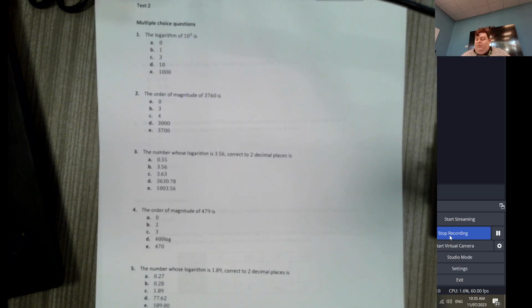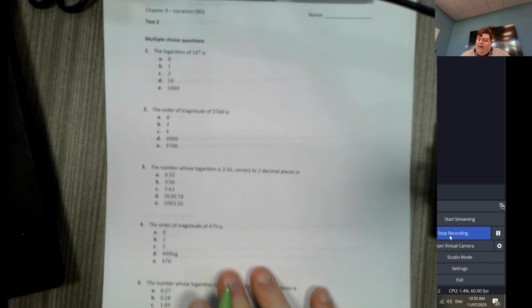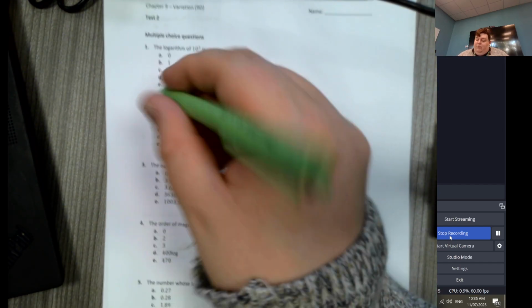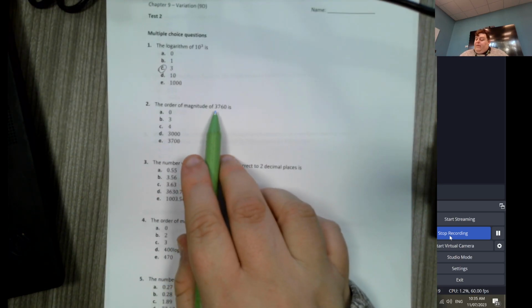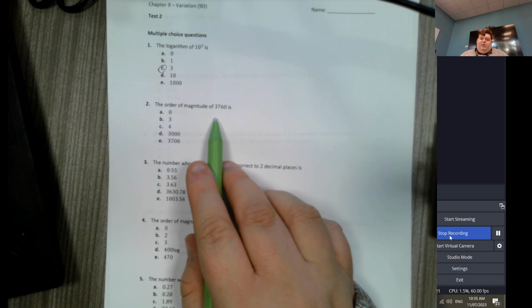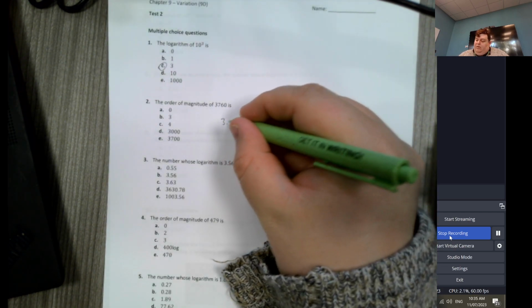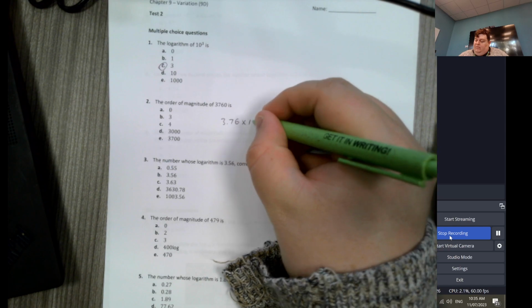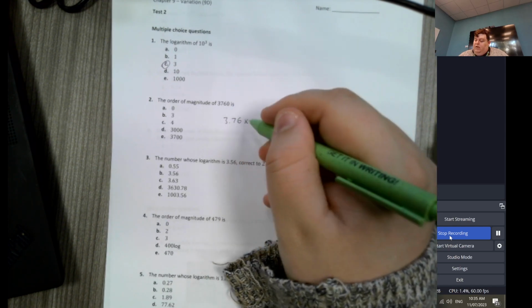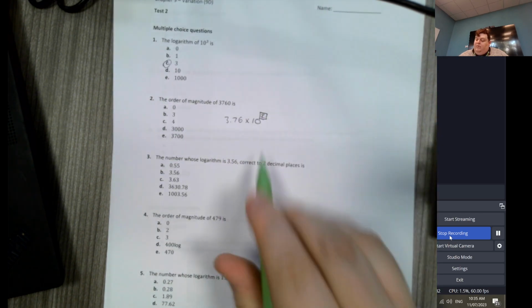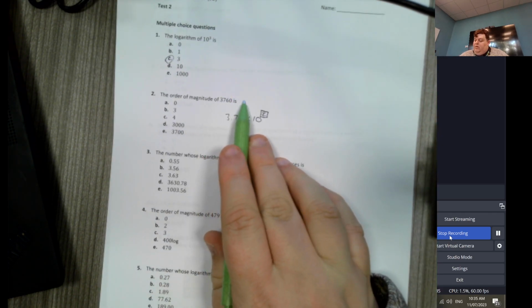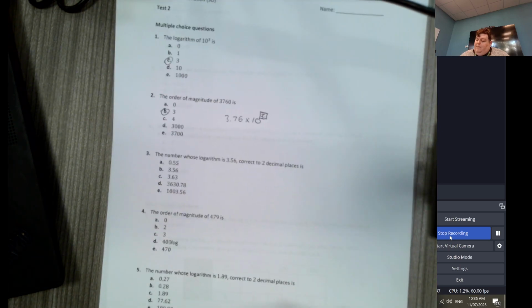So remember logarithms, we talk about the logarithm is just 10 raised to what power? So in this situation, 10 to the power of 3, the logarithm is just 3. Now the order of magnitude is, if I were to turn it into scientific notation, so 3.76 times 10 to the power of what? It's this value here, right? So in this case it'd be 1, 2, 3 would be our order of magnitude.